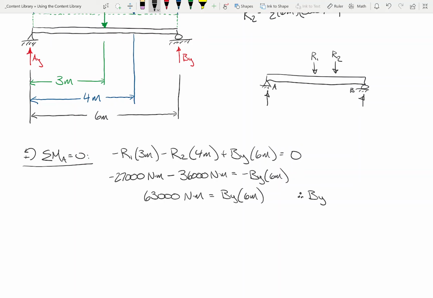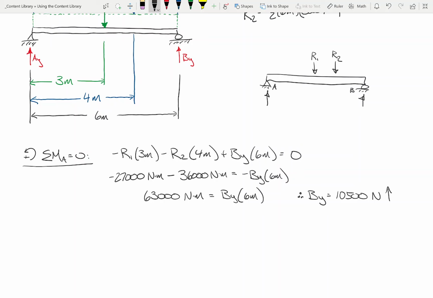Divide both sides by 6. And I'm going to get that. Now, did I do that too fast? You tell me. I'm hoping by now that's simple. Is everybody okay with that?